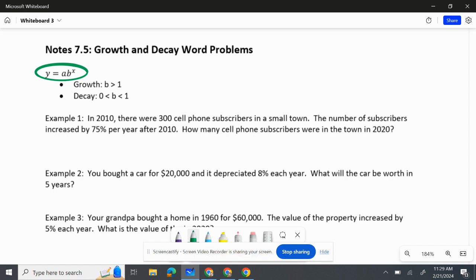Now there's two different rates that we're going to look at. Growth rates are all rates over 1, and decay rates are always rates in between 0 and 1. So some of these are going to be percentages, and we kind of have to figure out what the actual rate is going to be, because it's not as easy to just plug into the formula. We have to think through this a little bit.